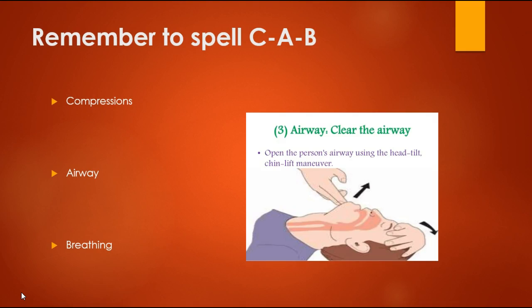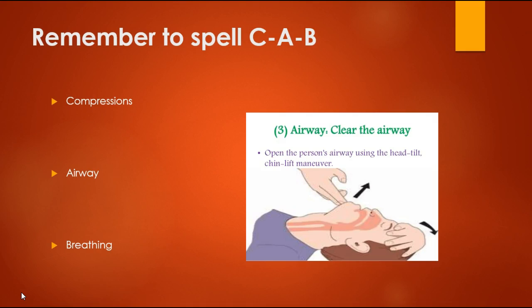All you have to remember is to spell CAB, for cab. C stands for compressions, A stands for airway, B stands for breathing. So CAB, remember to spell it. Look at those hyphens on this page. C hyphen A hyphen B. It's when you're breaking apart a word or a sentence and you're using that form of punctuation correctly.